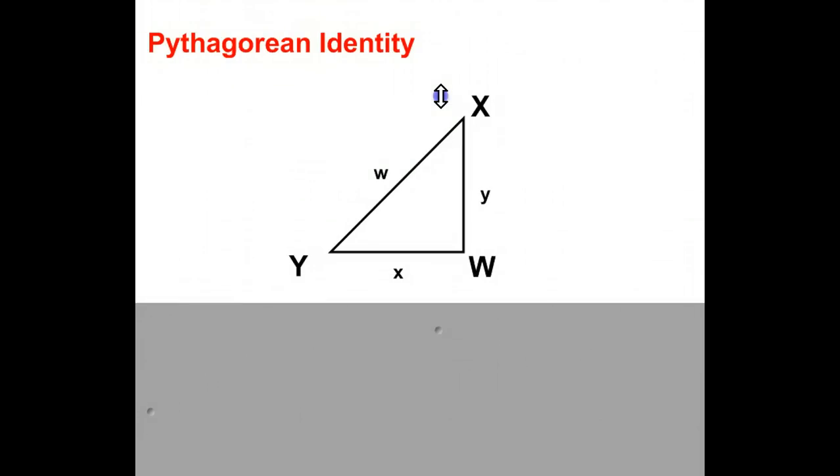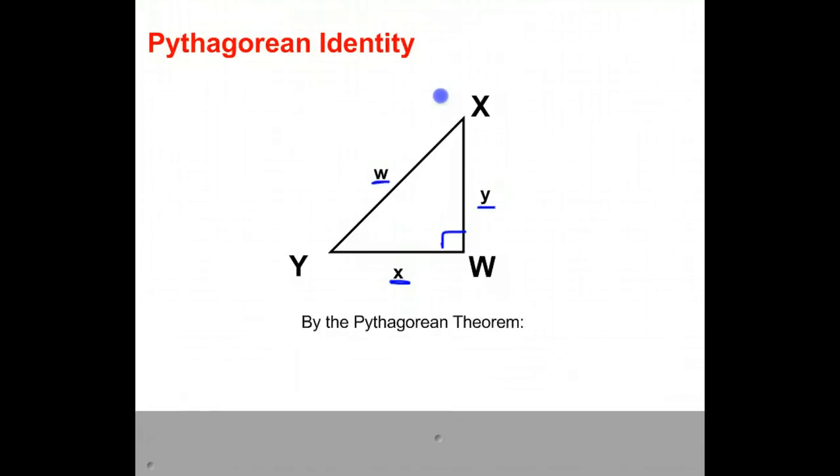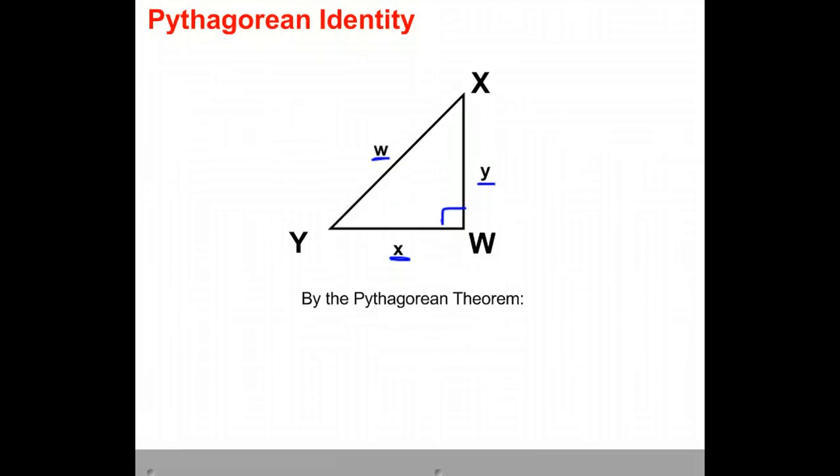Hello. This screencast is going to develop a set of trig identities known as the Pythagorean identity. So first, let's take a look at our basic right triangle. We know if we have triangle XYZ with right angle at W, we have side X opposite angle X, side Y opposite angle Y, and side W opposite angle W. And we know by the Pythagorean identity that x squared plus y squared would be equal to w squared.